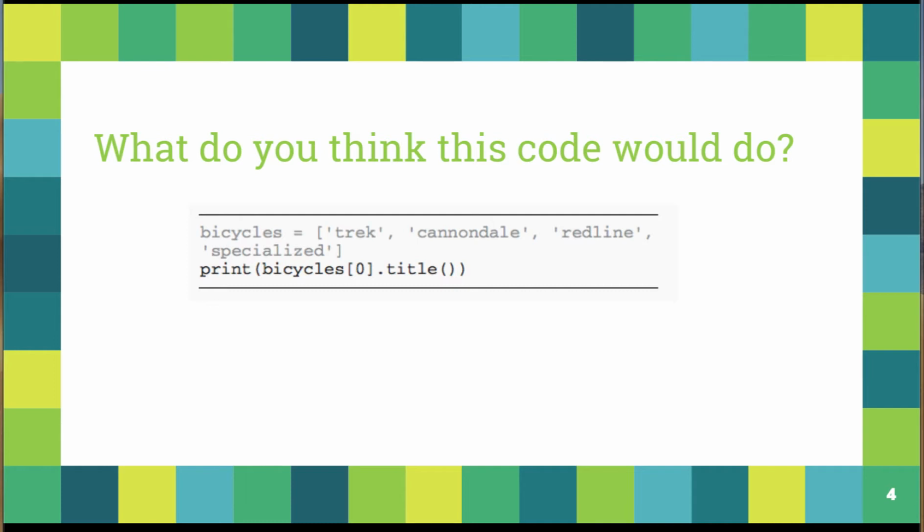If you recall in Chapter 2, there are several things you can do to strings to make them look prettier when you are printing things. Take a look at this code. What do you think it would do? Pause the video. Think about it. What will this do? I hope you thought about it, and I hope you thought that it would produce Trek with a capital T. This is our title method, and it would capitalize the first letter of that word.